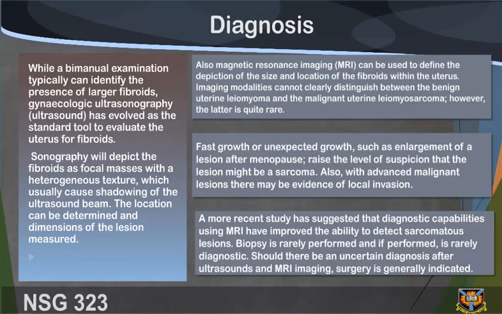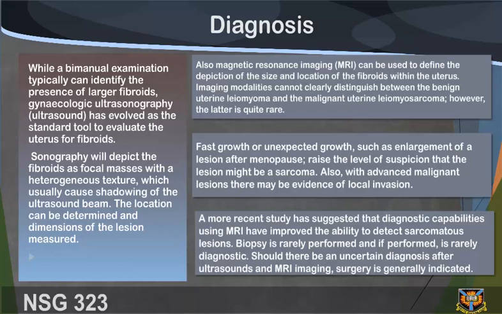Diagnosis. While a bimanual examination typically can identify the presence of larger fibroids, gynecologic ultrasonography has evolved as the standard tool to evaluate the uterus for fibroids. Sonography will depict the fibroids as focal masses with a heterogeneous texture, which usually cause shadowing of the ultrasound beam. The location can be determined and dimensions of the lesion measured.